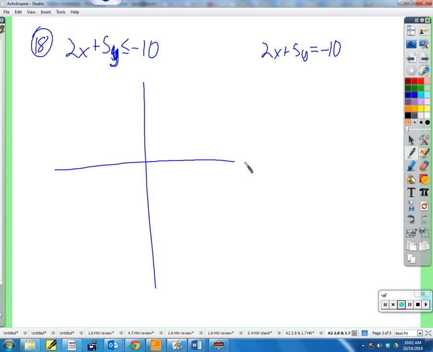Finding 2 points and then connecting them with a line. So how do we find 2 points really easily? It's this equation. Plug zero in for x and then for y. Zero for x, that's going to give us a y of -2. Zero for y, that's going to give us an x of -5. There's our 2 points, -5, 0, and 0, -2.